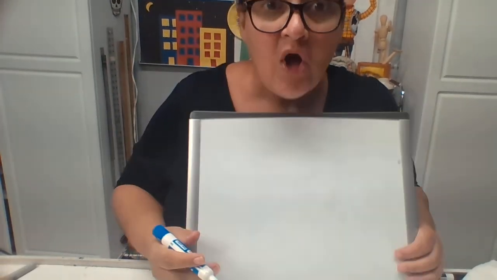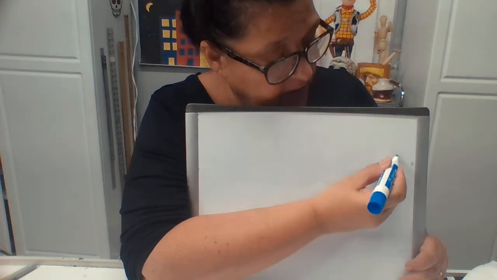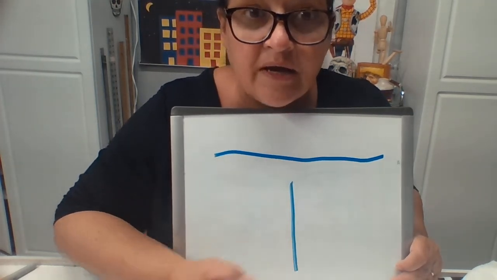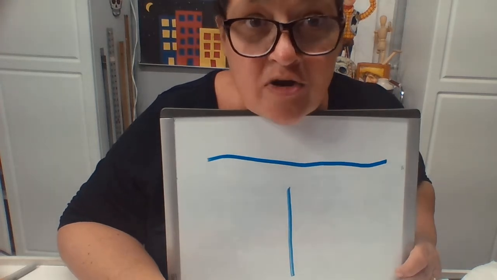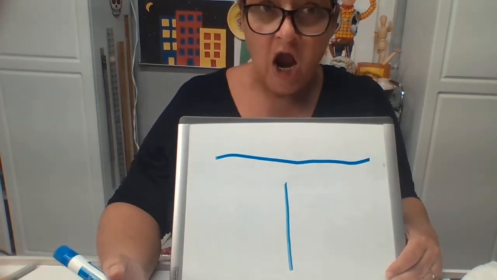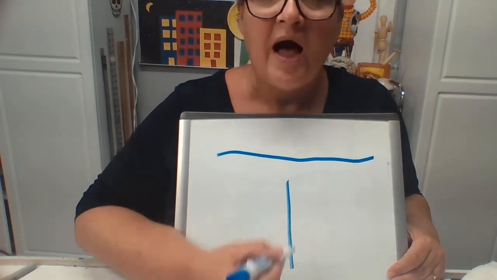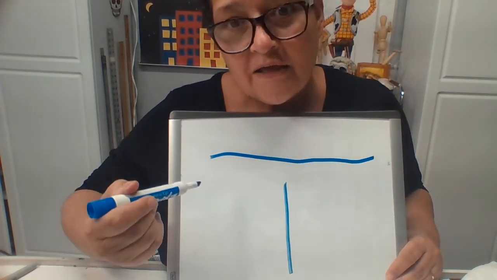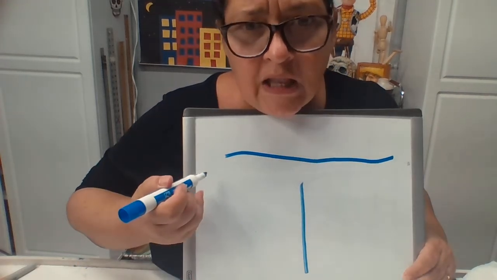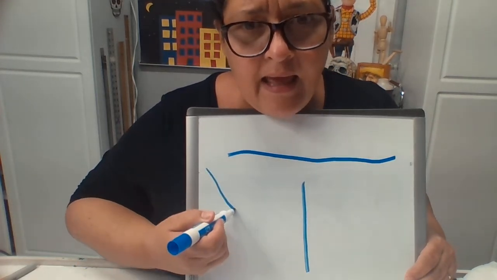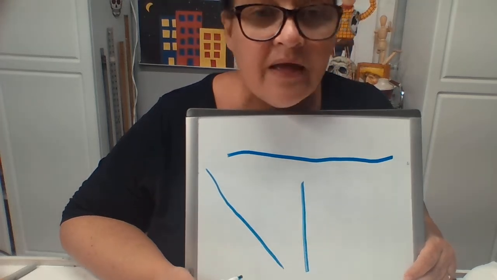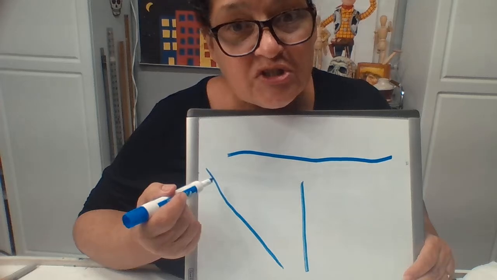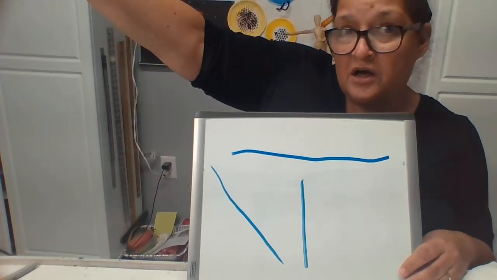Okay, so we've got our horizon line, which goes side to side. Do you know what this line that goes top to bottom is? It's a vertical line. Vertical goes from top to bottom. And then we have horizontal, from side to side. What would we call a line that's a little tilted? I would call that a diagonal. So that's your diagonal.